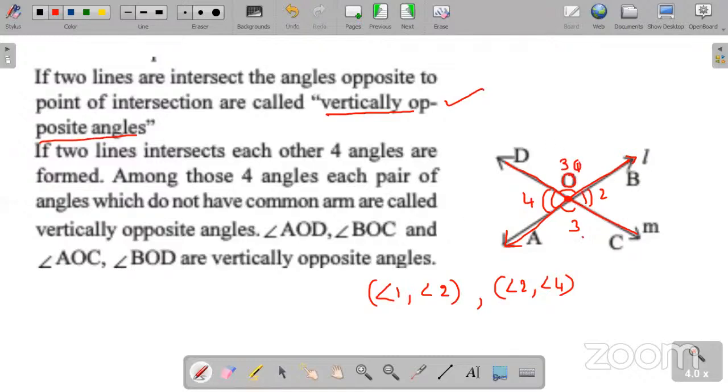For example, this is 30 degrees. This is 30 degrees only. If it is 30, it forms a linear pair, so this fourth angle must be 150 degrees, the supplement of 30: 180 minus 30 is 150. The opposite angle is also 30, and this one is 150. See, the total is a complete angle: 150 plus 150 is 300, 30 plus 30 is 60, total 360 degrees.